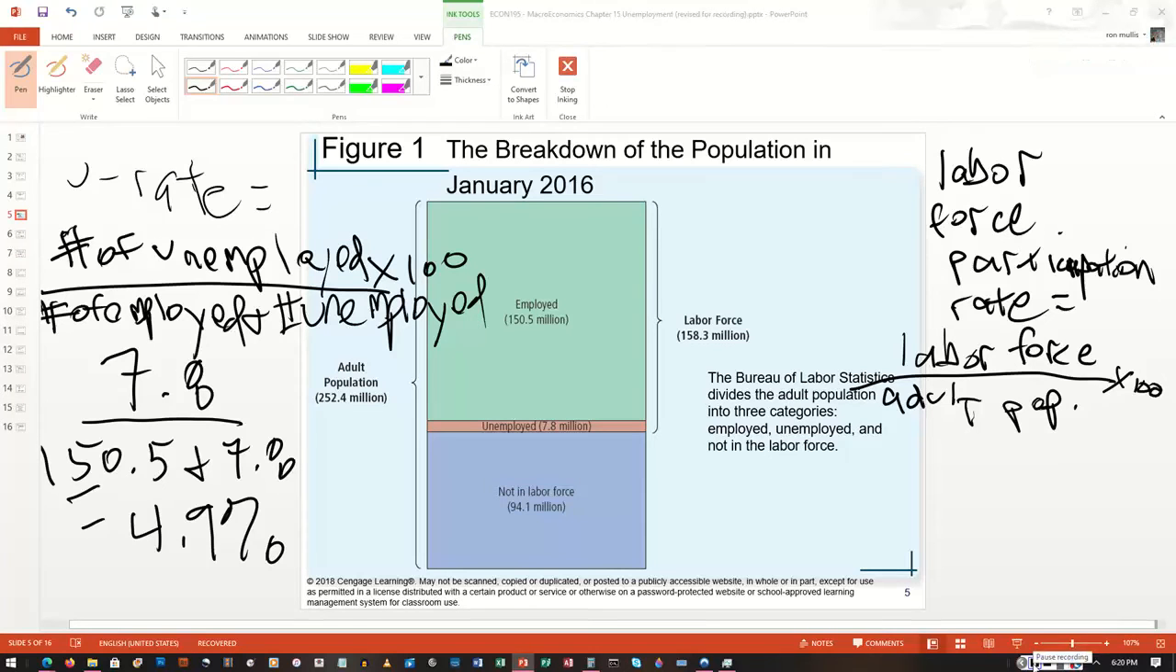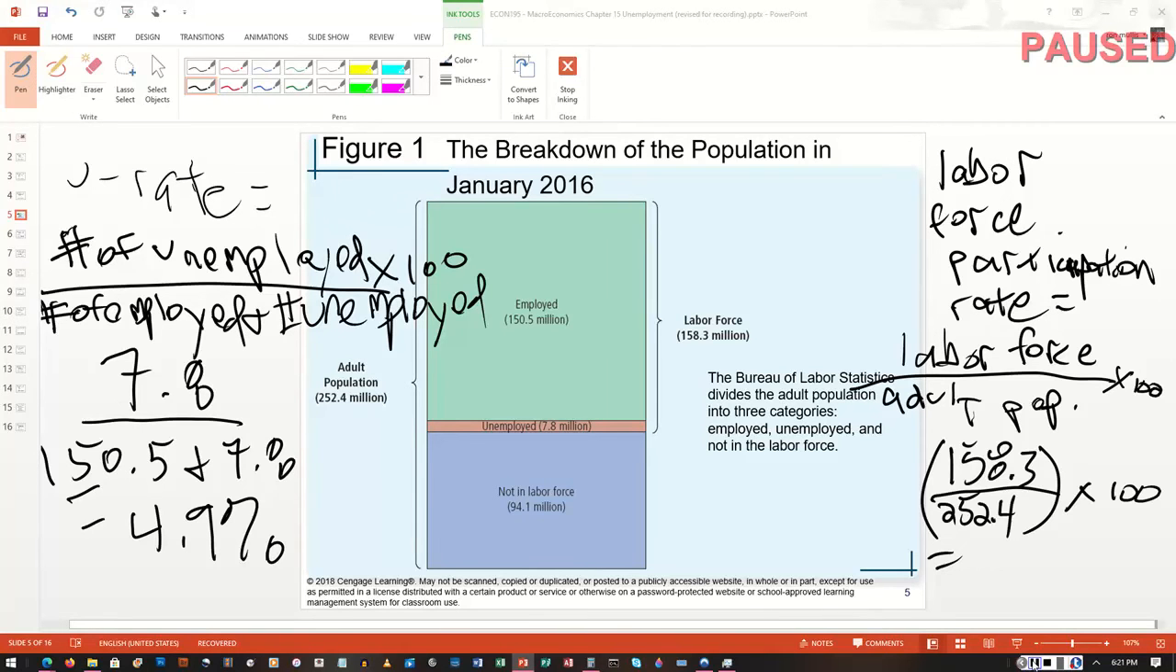To come up with the labor force participation rate, that's equal to the labor force divided by the adult population, and we multiply all of that by 100. So we take 158.3 million, which is the labor force, and divide that by the adult population, which is 252.4 million. I'm getting these numbers from this chart again. Labor force is here, adult population is here. We divide all of that, and then we multiply that by 100.